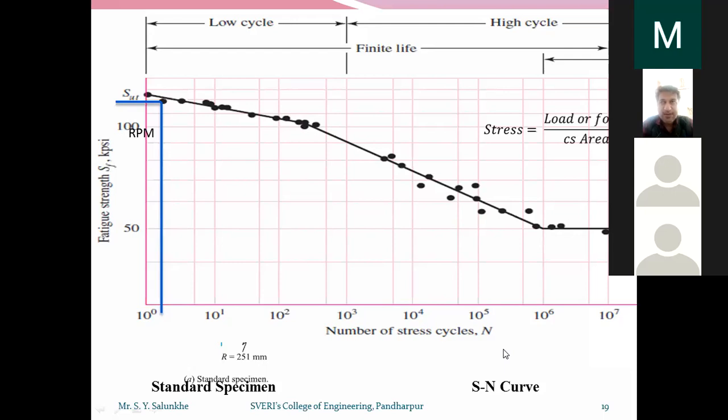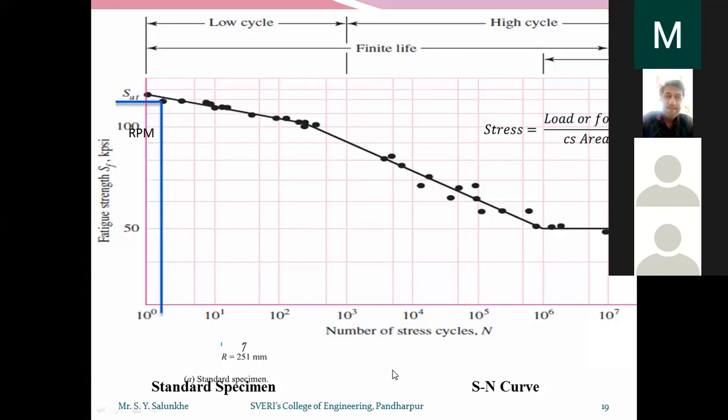Sir, in this particular graph it's given in RPM, number of cycles. Okay, this particular graph is drawn from the experimentation which we have seen in the previous slide. That is nothing but on a standard component. That's why the RPM has been given.